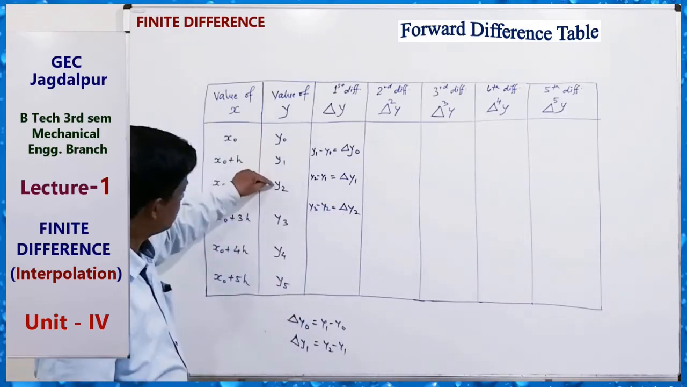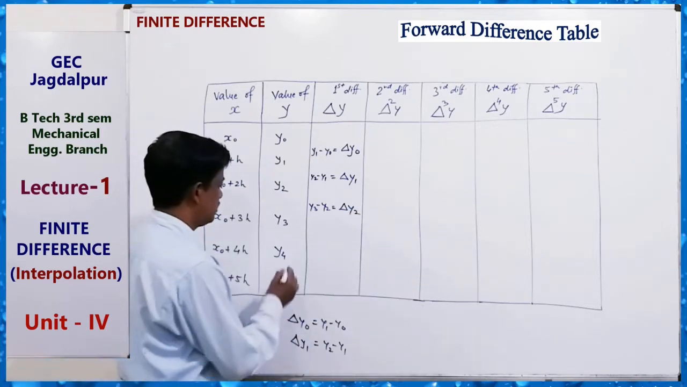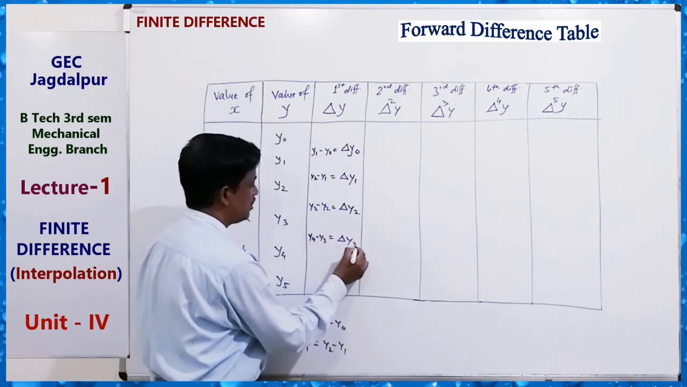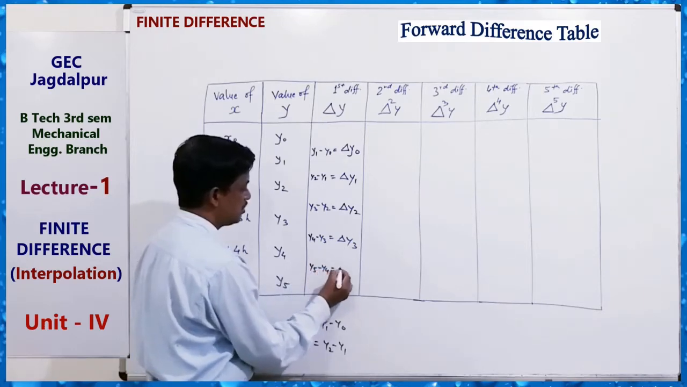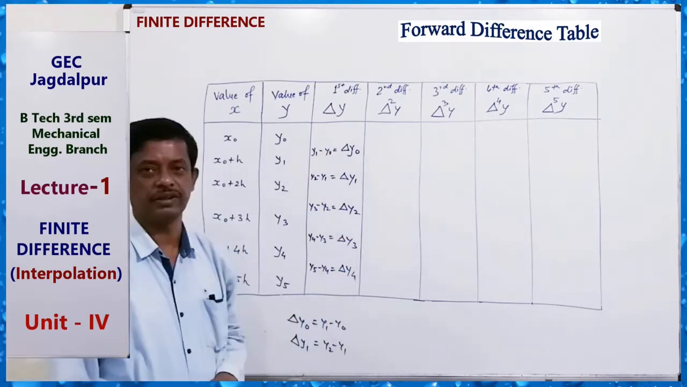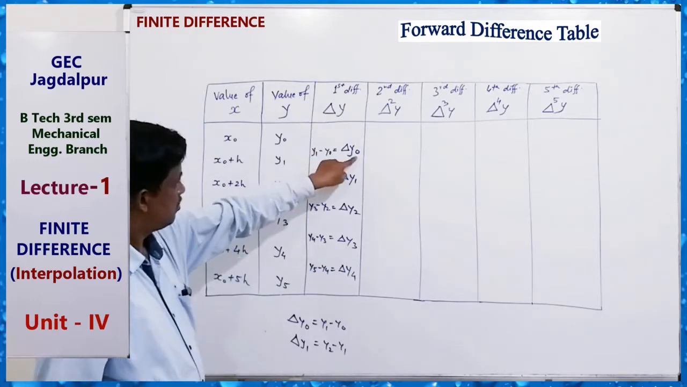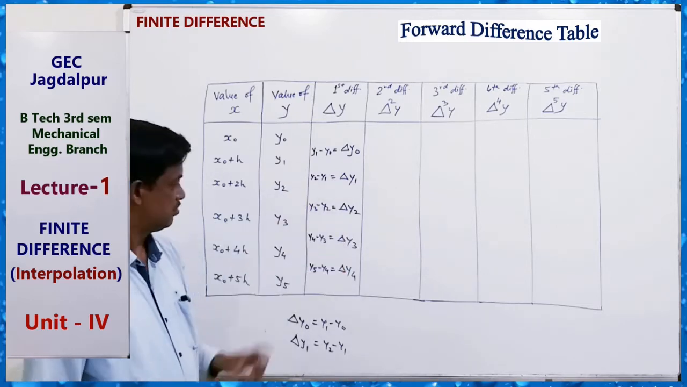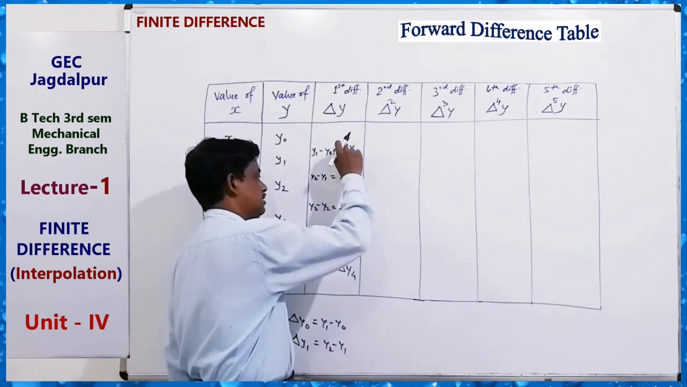This from this, from this, and so on, and in the right hand side, y4 minus y3. y4 minus y3 means what? Del y3. y5 minus y4 means del y4. So these are all the first order difference, first order difference of y. This is on 0 index, this is 1 index, this is 2, this is 3, this is 4.